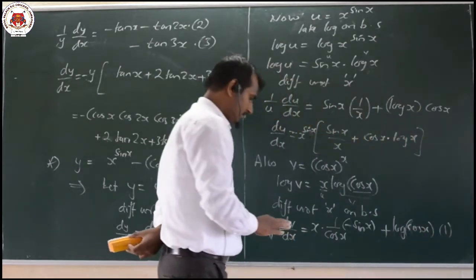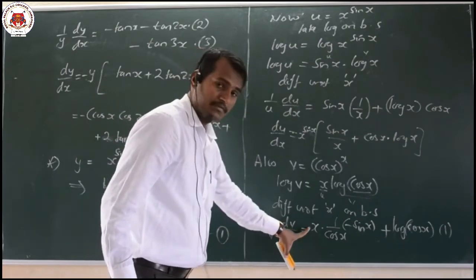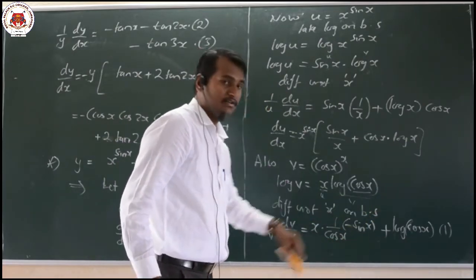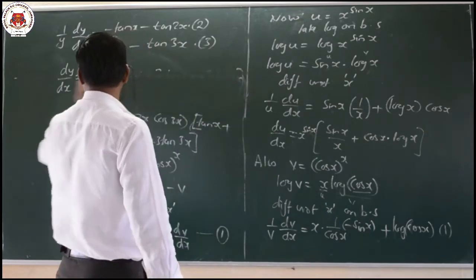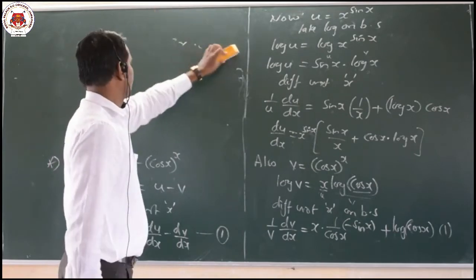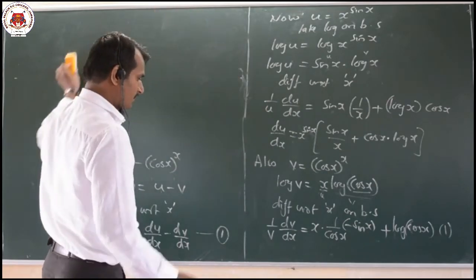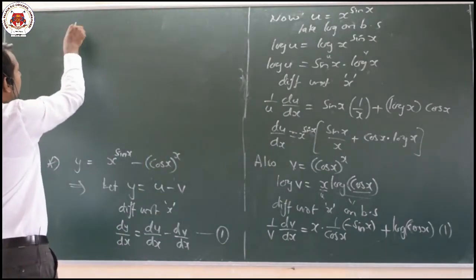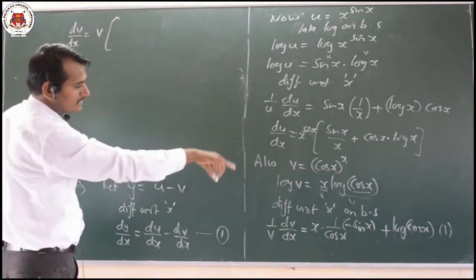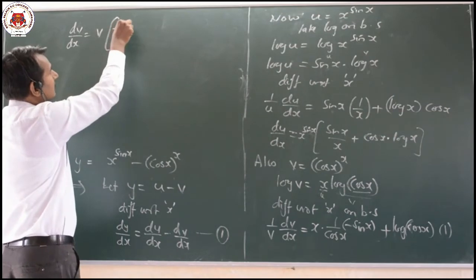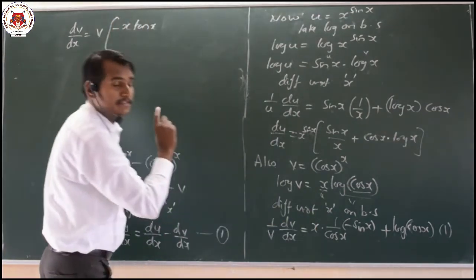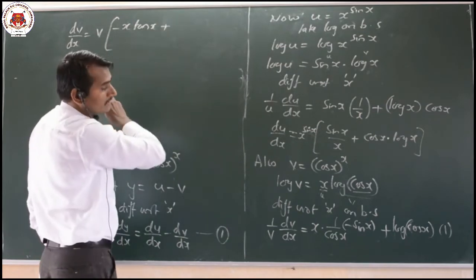Very simple. Now substitute this v here. Sin by cos is nothing but tan x. So what we get here, the last step, dv by dx equal to v into minus x into tan x, x term as it is, then plus log of cos x.